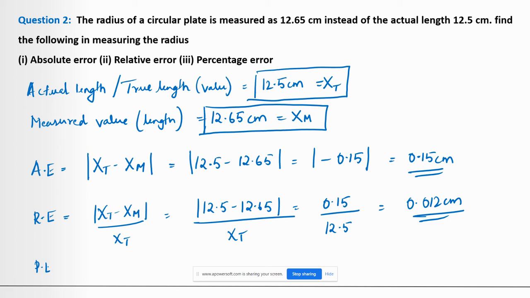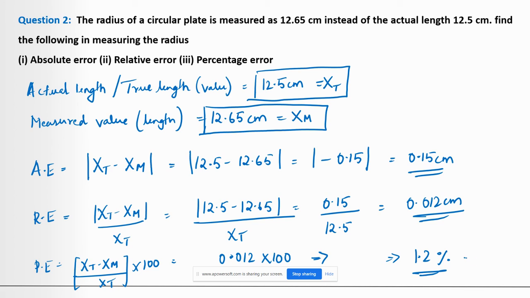Next, we have to calculate the percentage error, right? The percentage error is given by (xt minus xm) divided by xt, multiplied by 100. So basically I can just multiply your relative error, that is 0.012, by 100. So the answer is going to be 1.2 percent. So I have got my absolute error, my relative error, and my percentage error.